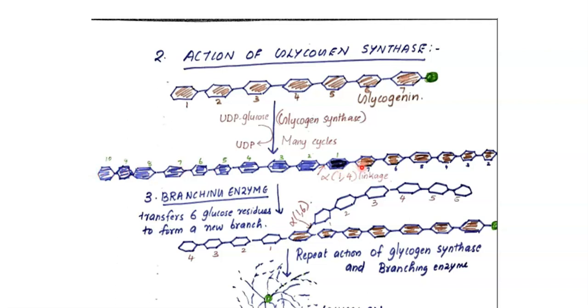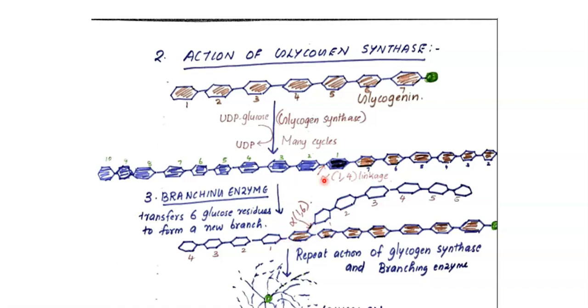What happens to this glycogenin or glycogen primer with 10 glucose units? Another enzyme, our third enzyme, the branching enzyme. The third enzyme is known as branching enzyme. This branching enzyme is used for the branching. It transfers 6 glucose residues to form a new branch. 4 glucose residues remain on this side, and 6 glucose molecules are shifted to this side with 1 linkage. It is known as alpha-1,6 linkage.